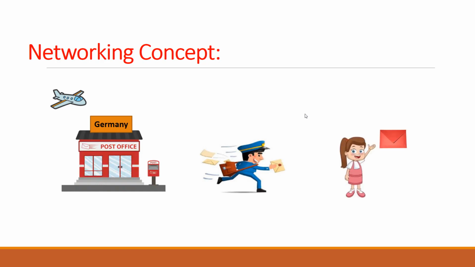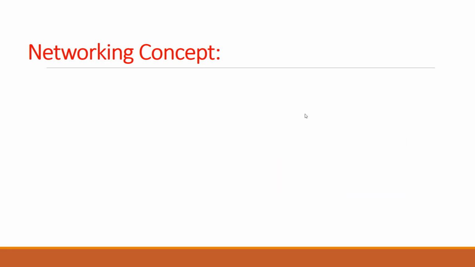another post office man will take the envelope and deliver it to Jasmine. You see how this process was accomplished? It started with a pen and paper, ink, and envelope. This is something like the application. The pen and paper and the ink and the envelope are considered the application that Muhammad used to send a mail to Jasmine.